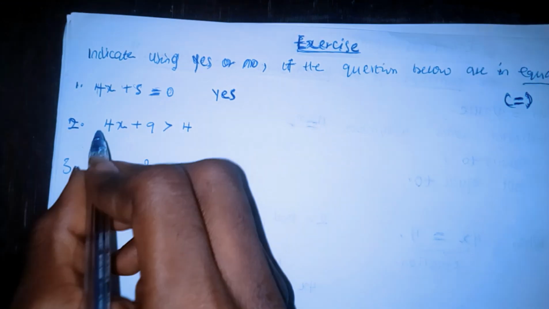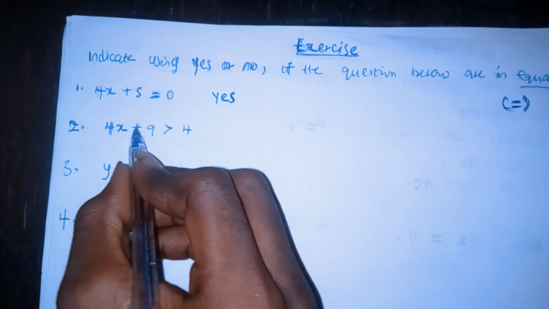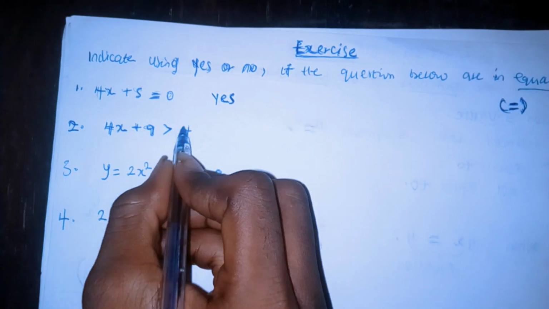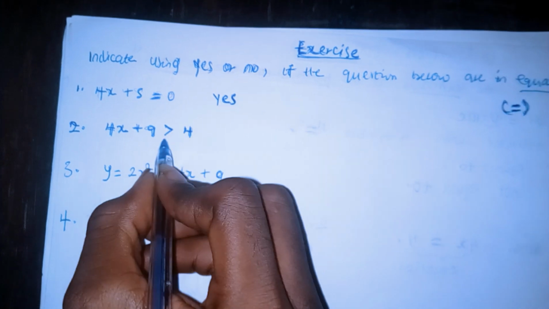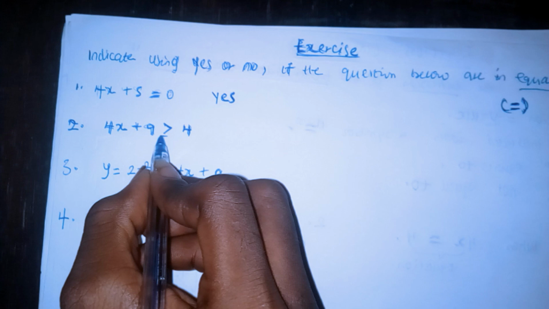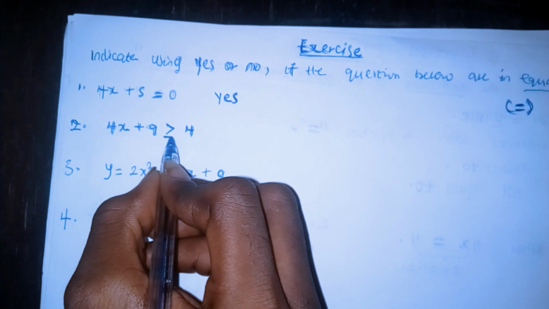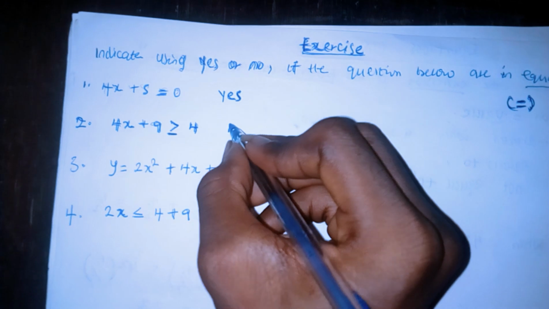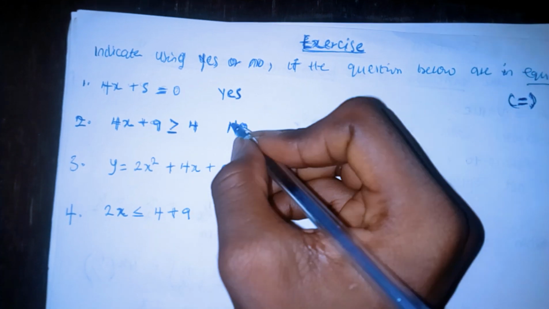The number two question says 4x plus 9 is greater than 4. Wow, it is greater than 4. An equation format doesn't have anything like greater than, it has an equals to sign, which nullifies this question and makes it no.